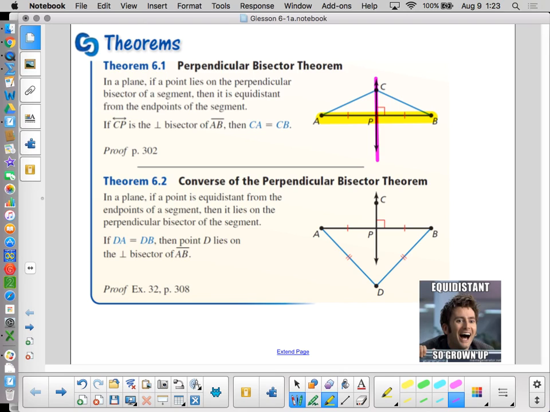The converse of the theorem says that if a point is equidistant from the endpoints, then it must therefore be on the perpendicular bisector. So essentially, we could write them both together as a biconditional that we learned about back in chapter 2. We could say a point lies on the perpendicular bisector if and only if it is equidistant from the endpoints of the segment. But it's kind of nice to have it as two separate things. Bottom line is, if it's equidistant, it's on the perpendicular bisector and vice versa.